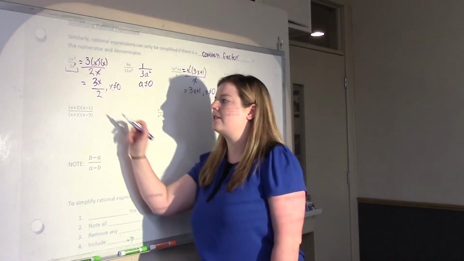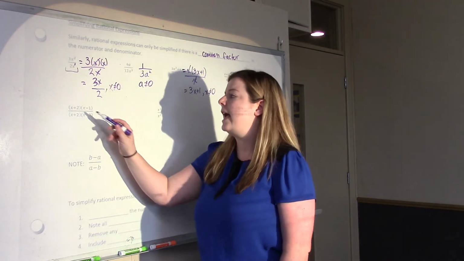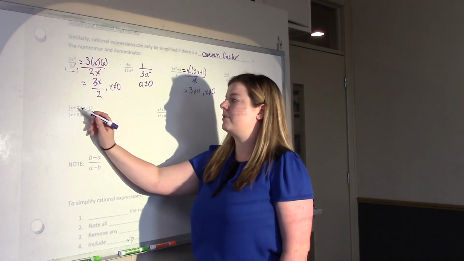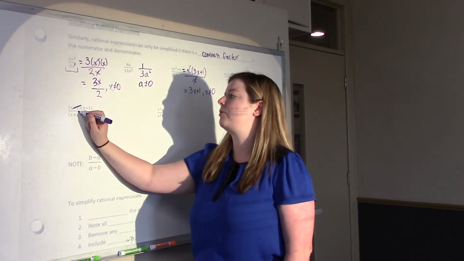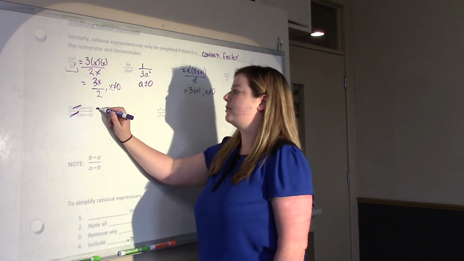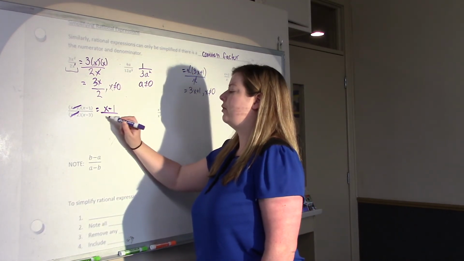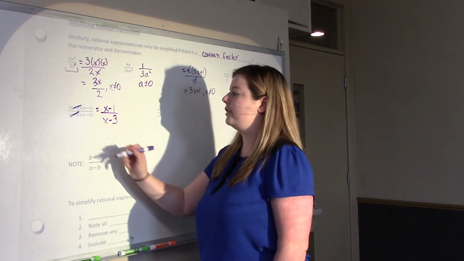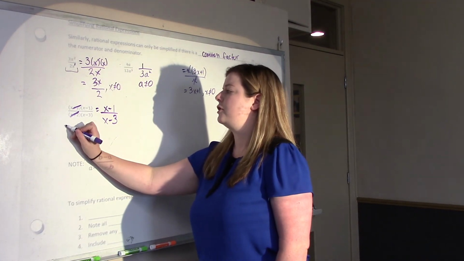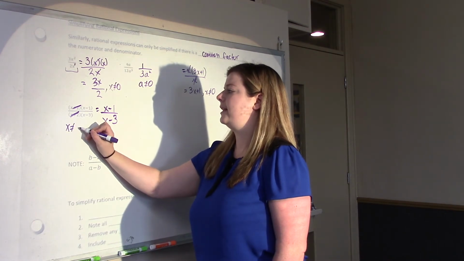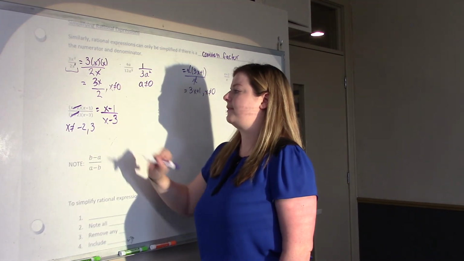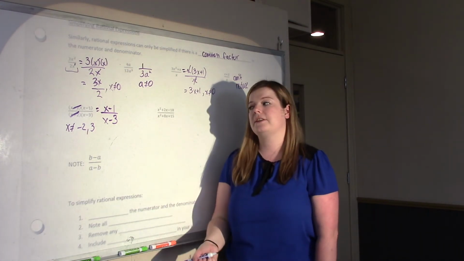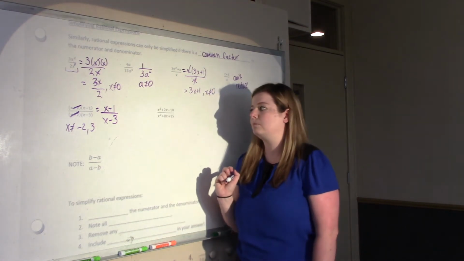With this one, you'll see it's already a factored expression on the top and a factored expression on the bottom. So since x plus 2 is multiplied by everything, it can be crossed off both the top and the bottom. So you're just left with x minus 1 all over x minus 3. Your restrictions now, you have to look at the original expression. So x cannot equal negative 2 or positive 3, because either one of those values would create a denominator of 0 in the original expression.